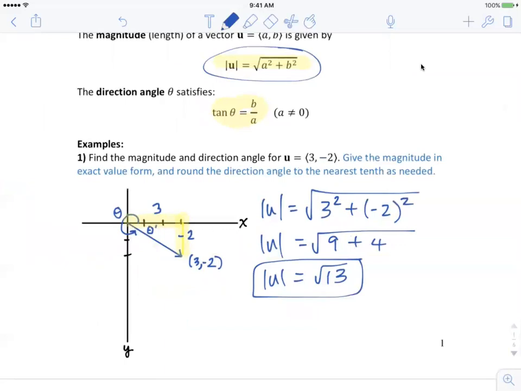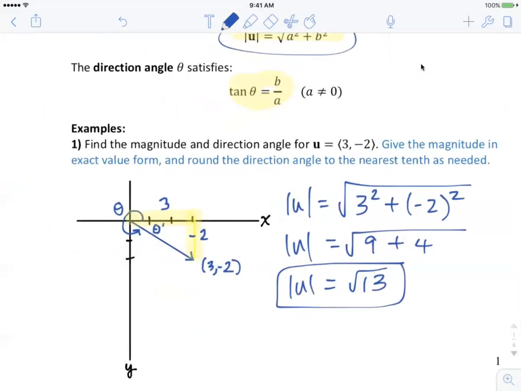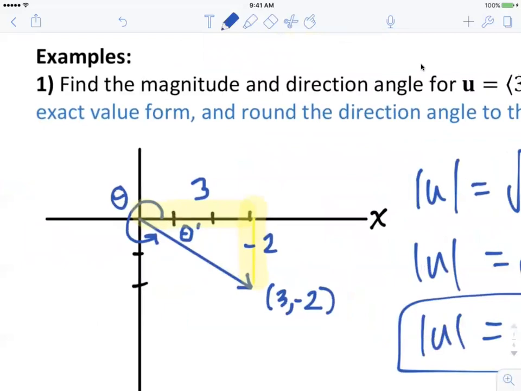Okay, and then for the direction angle, notice what I have labeled here. I have a theta prime right here, that little apostrophe next to it. That's the reference angle. And what I want for my direction angle is this guy, right? So what you're going to do first is just find that reference angle.